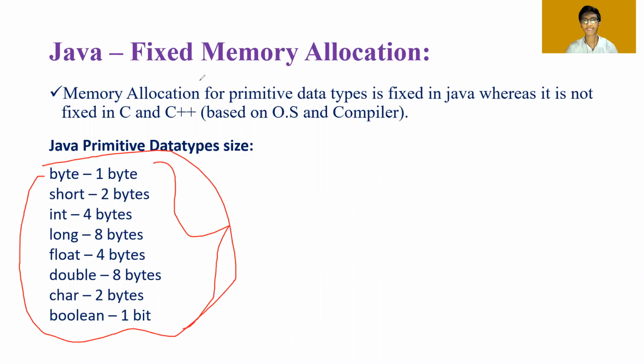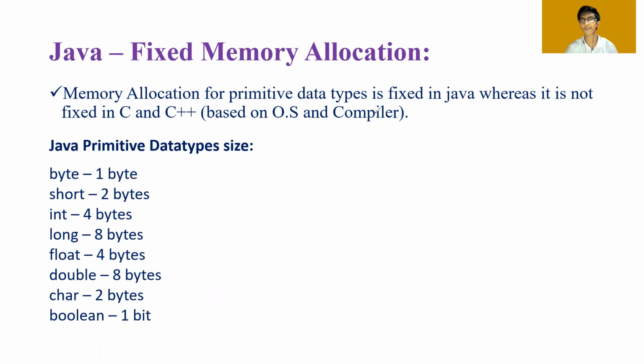Now just for this difference, understand that byte will take 1 byte of memory, short 2 bytes, int will take 4 bytes of memory. Like this, the memory allocation would be fixed irrespective of any platform you are going to use. Any compiler, any OS, any platform you take, this memory allocation would be fixed, and this makes Java a portable, platform independent and architecture neutral language.